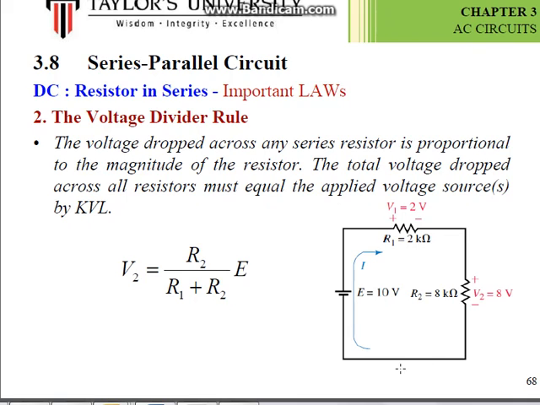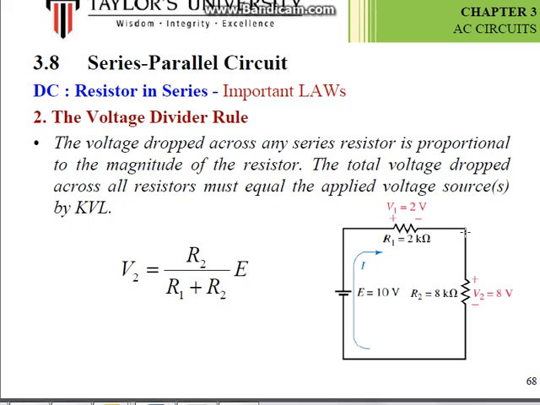In this case, you only have two R's, so basically it's R1 plus R2. If I have more resistors, then you just add them all the way up at the denominator side. And then you multiply with your voltage source, which is 10 volt. Similarly, if I want to get the voltage across R1, how does the formula go now? V1 will be equivalent to R1 over R1 plus R2, and then multiply with my E over here. So very simple.